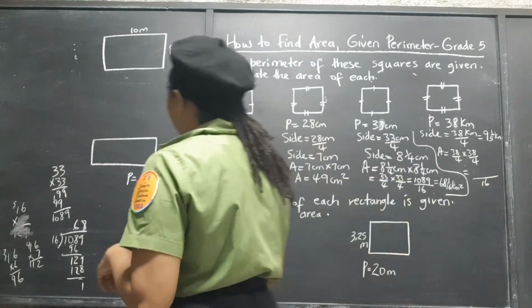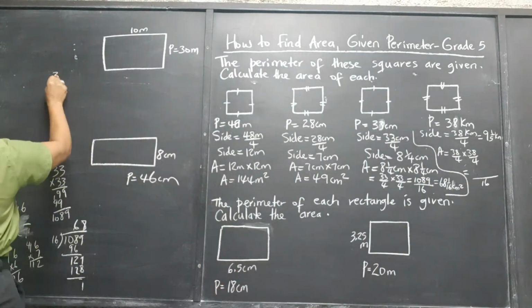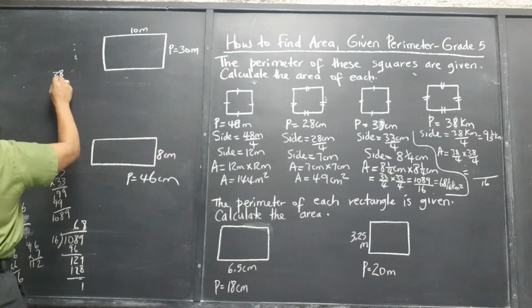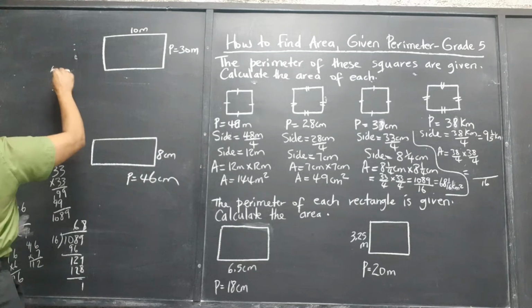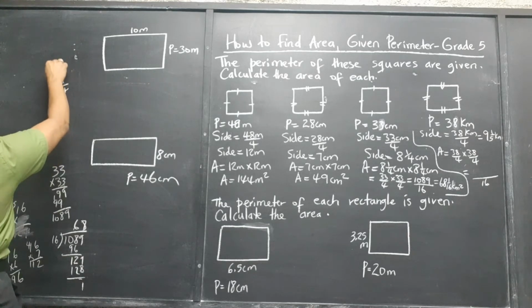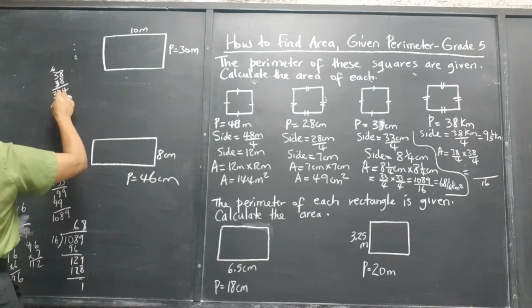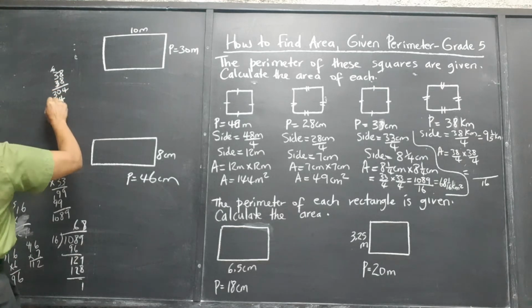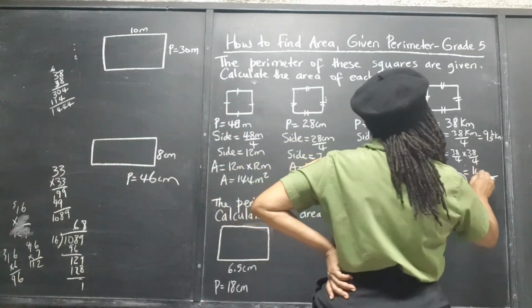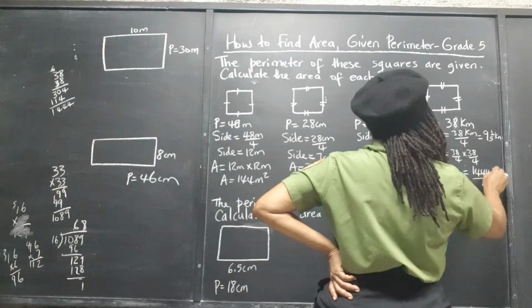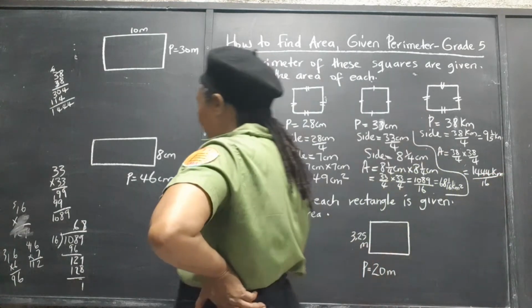So let's go again. This time we're multiplying 38 by 38. 8 8s are 64. 8 3s are 24 and 6 is 30. 3 8s are 24. 3 3s are 9 and 2 is 11. So that's 1444. And we're dividing that by 16.